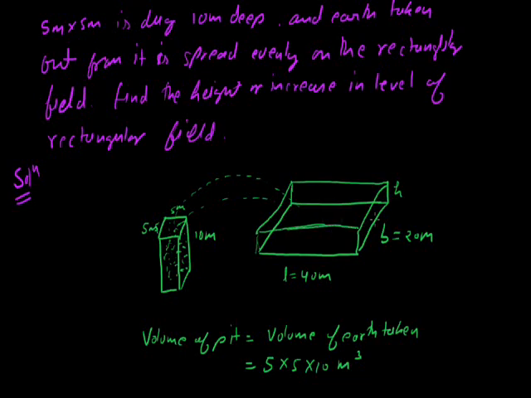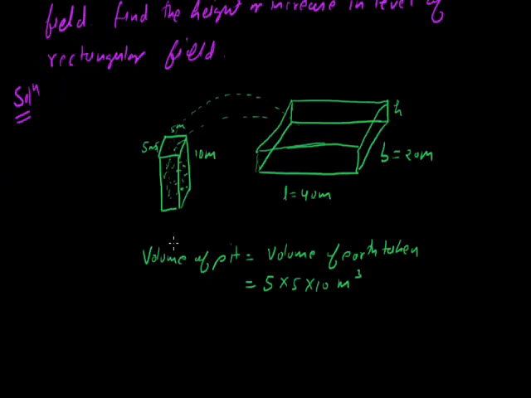So we have to find the height or the increase in the level of the rectangular plot. This increase in level is created due to the sand which is taken out from this pit. So we can say that the volume of this cuboid, this is nothing but a cuboid again, length 40, breadth 20 and height h that we have to find. This cuboid is created due to the sand of this pit. So we have to equate those volumes.